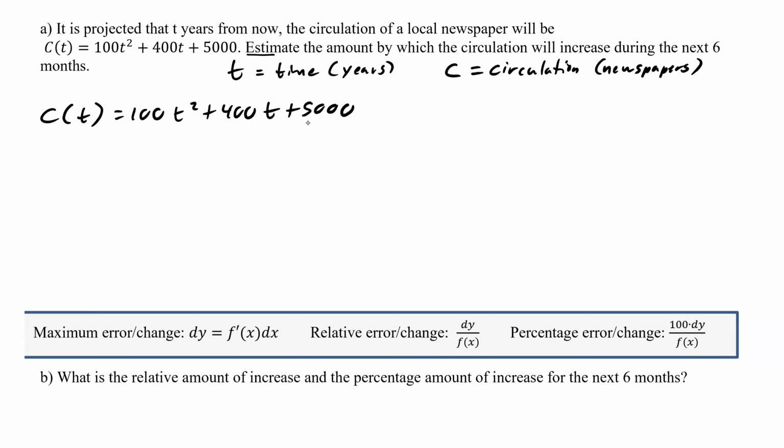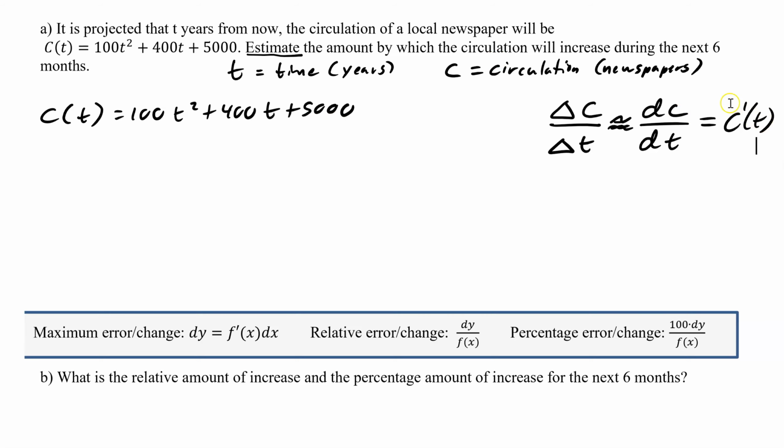Okay, so it says estimate the amount by which the circulation will increase. So estimate means we are approximating. So if you remember, we have change in C over change in T. This is our approximate C over approximate T, which is the approximation of it, which is our C prime of T. So we need the derivative. And if we have the derivative, it will tell us our approximate change in C and our approximate change in T.